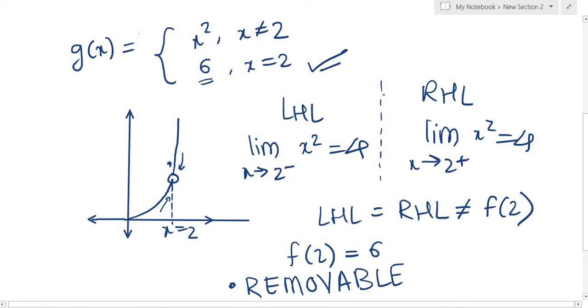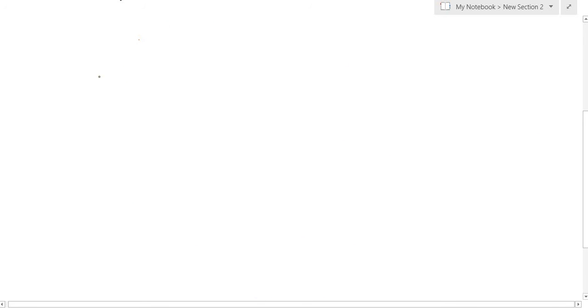That's why you have to officially test for LHL and RHL. But in this case, since LHL and RHL use the same function for estimation, even without showing this calculation, we can reasonably assume that LHL is equal to RHL. So let's do our first example now.